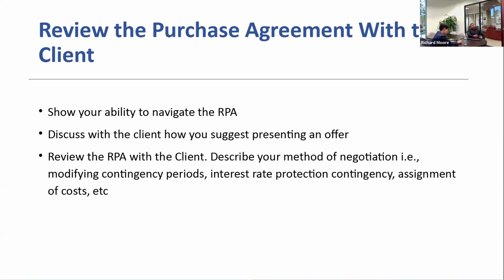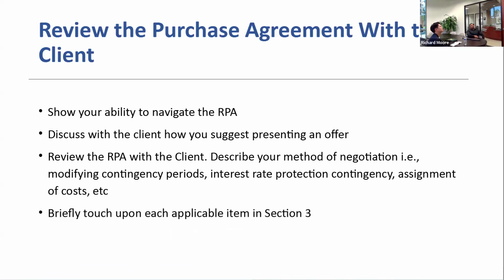Again, describe your method of negotiation, modifying contingency periods, just like we were talking about now, interest rate protection and contingency. The interest rate protection, how are you going to protect them if the interest rates rise? How they can get out of the contract if the interest rates go up. Protection as far as contingencies. Let them know, hey, we can cancel for any of these reasons, as long as we don't remove contingencies. Let's see, assignments, costs, things like that. So if they want to include or exclude someone from the contract at some point, that they can do that, but up to a certain time frame.